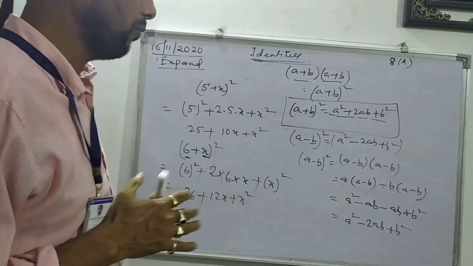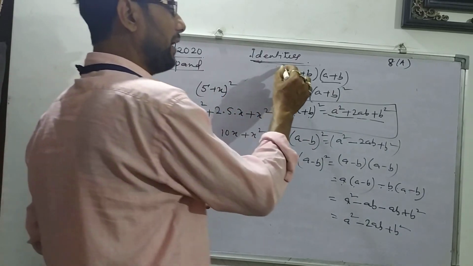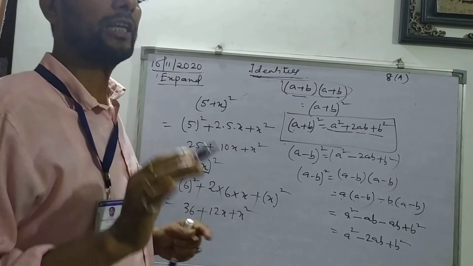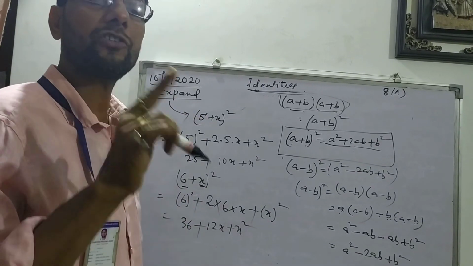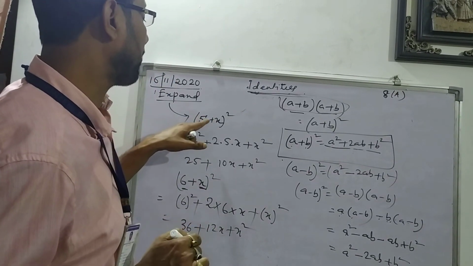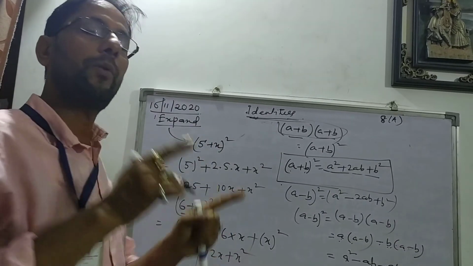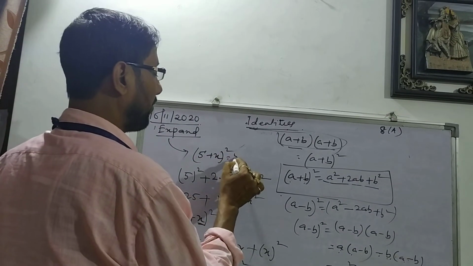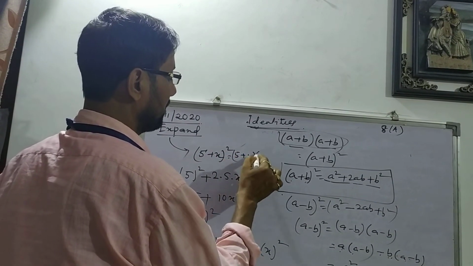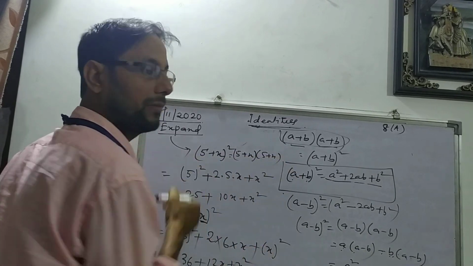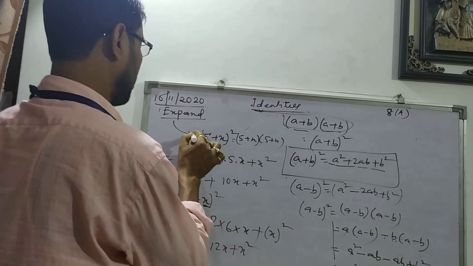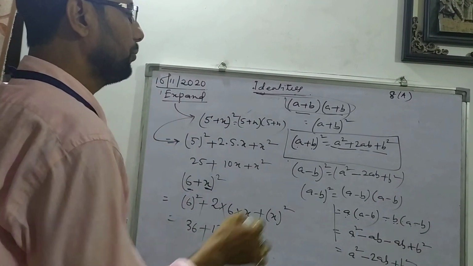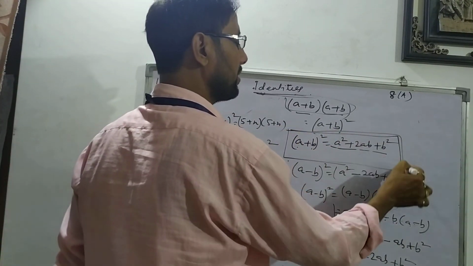So now we have done binomial into binomial, but now the question will not be given in this way. Now they will ask you to expand this. Now 5 plus x whole square means binomial into binomial. It means 5 plus x, 5 plus x. But don't do the product like this. Directly you can write the answer by using this identity.